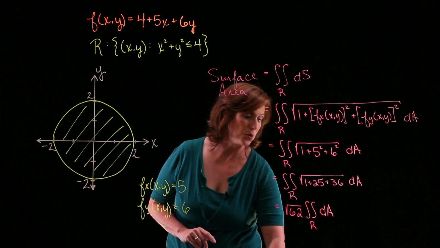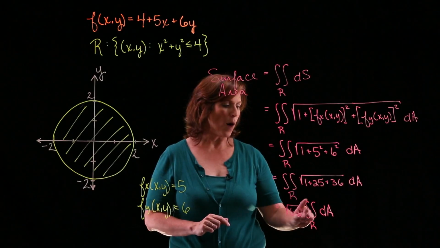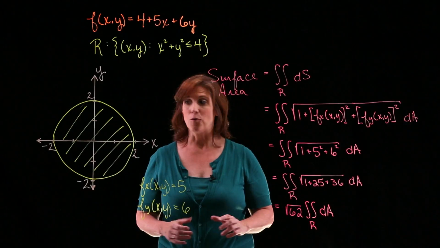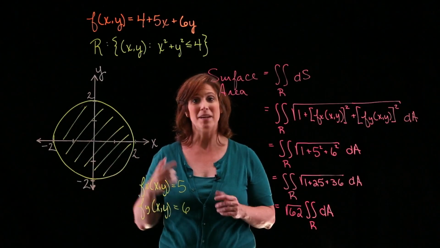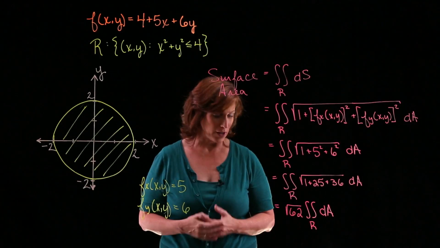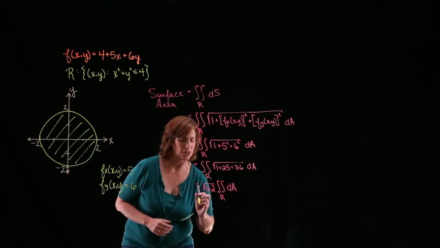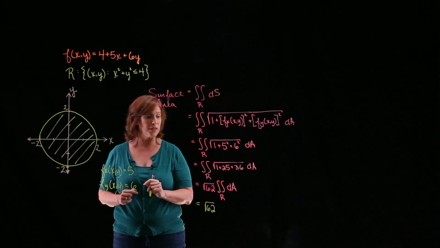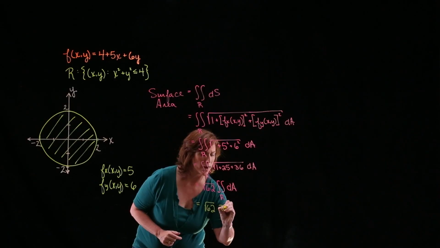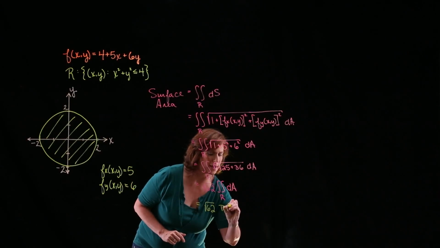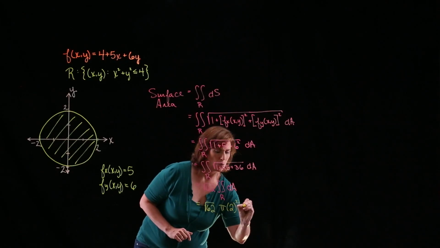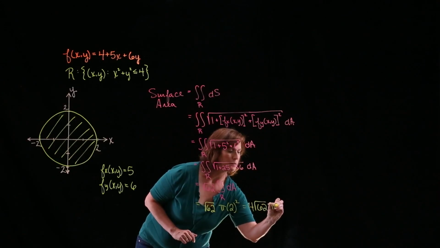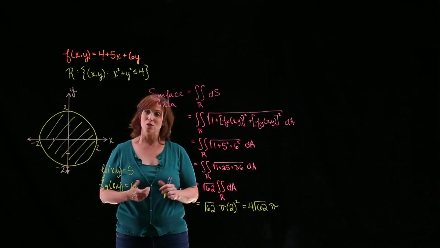Now, if I want to continue and work on a double integral, I can. However, take a look at that integral of dA over the region. Basically, what I'm asking for is the area of this region. Because it's a circle, I have a geometry formula for that. So I can simplify the process and just write this as the square root of 62 times the area of that region, which is going to be pi r squared. And I know that r is 2, so that's pi times 2 squared, which means I have 4 times the square root of 62 times pi. It's a surface area, so square units.